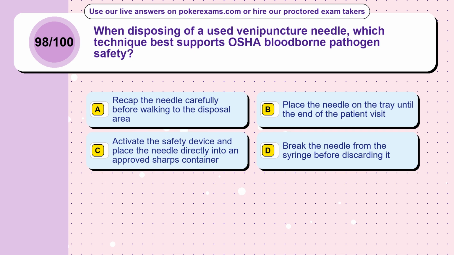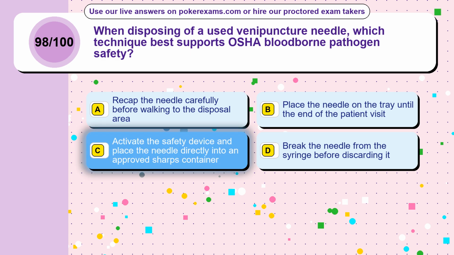Question 98. When disposing of a used venipuncture needle, which technique best supports OSHA bloodborne pathogen safety? Option A. Recap the needle carefully before walking to the disposal area. Option B. Place the needle on the tray until the end of the patient visit. Option C. Activate the safety device and place the needle directly into an approved sharps container. Option D. Break the needle from the syringe before discarding it.